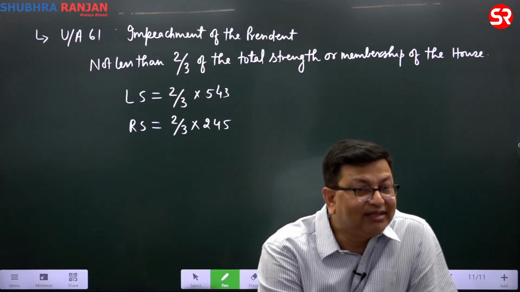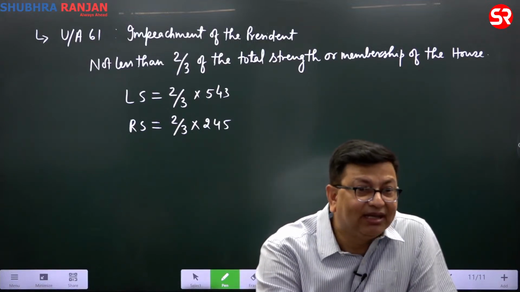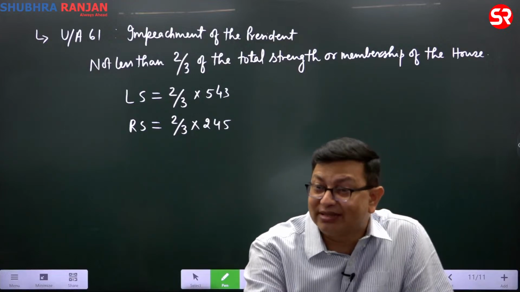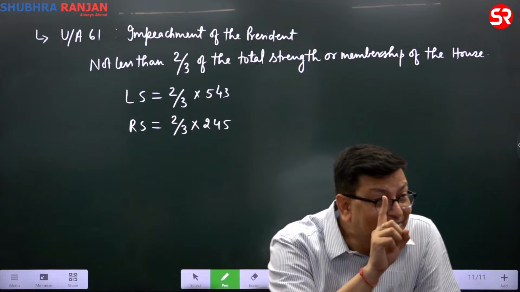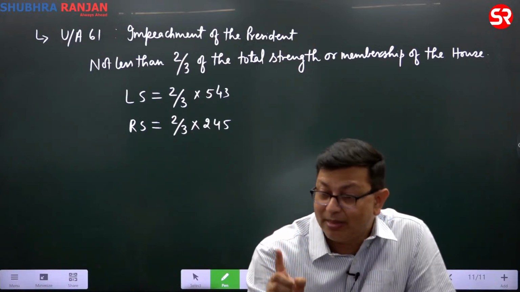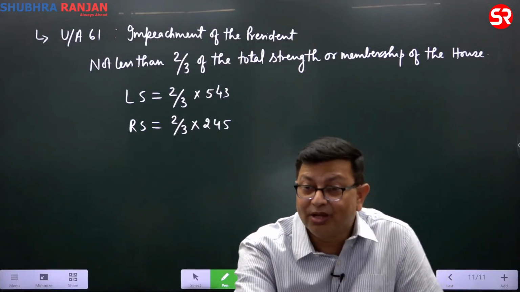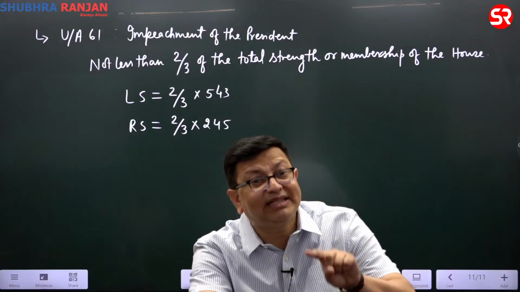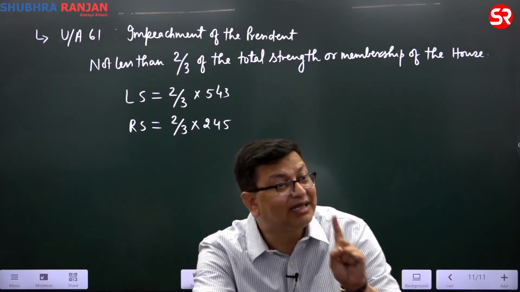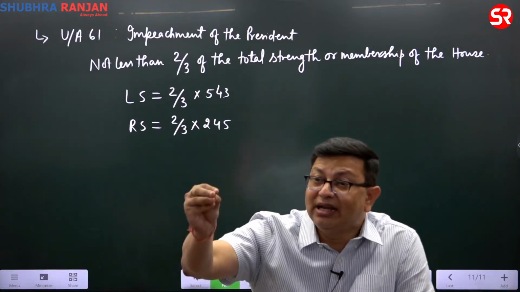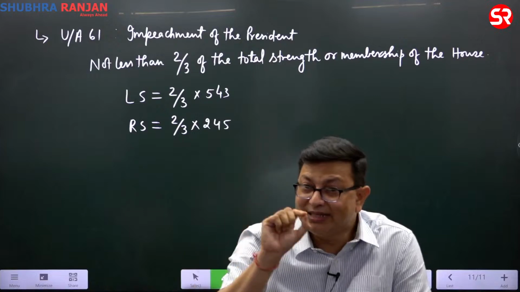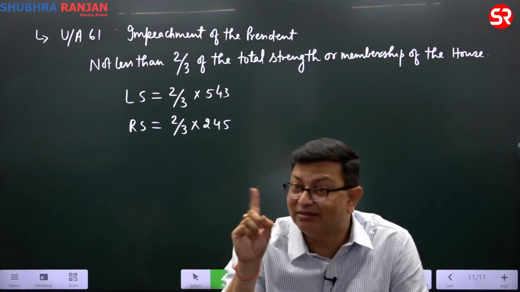You should say that, sir, impeachment is a special legislative process. It is not a normal legislative process. It is a special legislative process. And as soon as both the houses of the legislature pass the resolution, the concerned person is automatically impeached. There is no formal removal of that person.